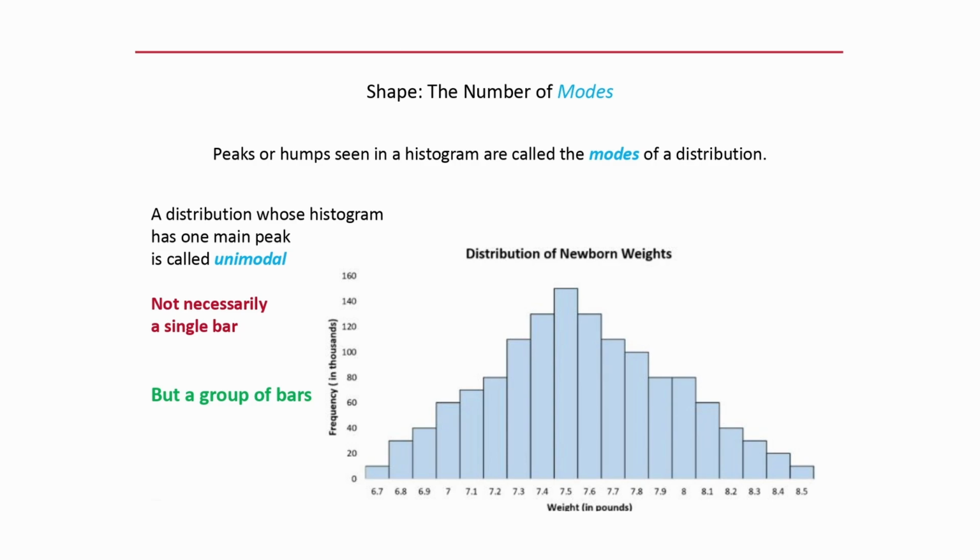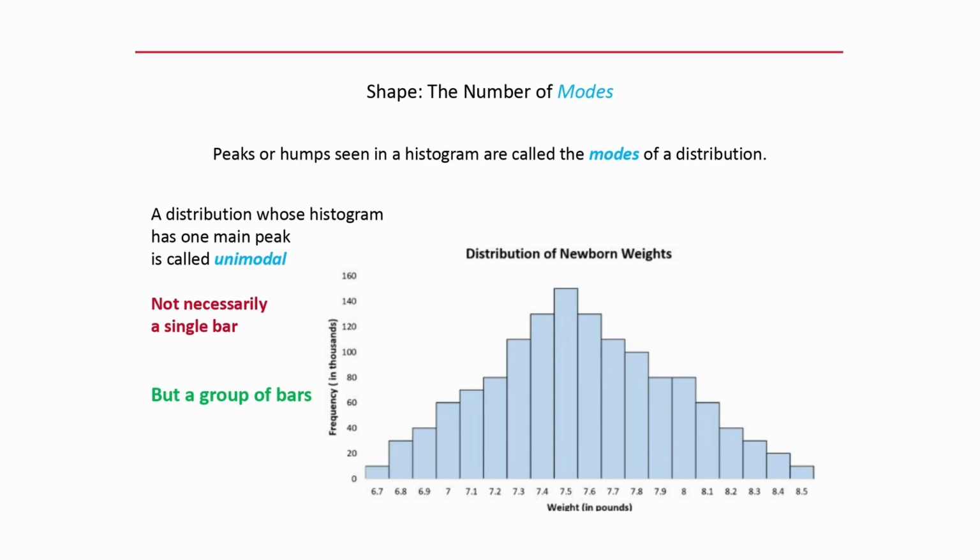A mode is simply a peak or a hump that you would see in the histogram when you graph the distribution. It's important to note here that when we say peak or hump, we're not talking about a single bar, more as in a group of bars. So in this particular histogram where I'm showing the weights of newborns, there is one bar that is the tallest, but generally speaking, if you were to zoom out and think of this as more of a mountain range, there would be one peak, and it happened to be in the middle this time.